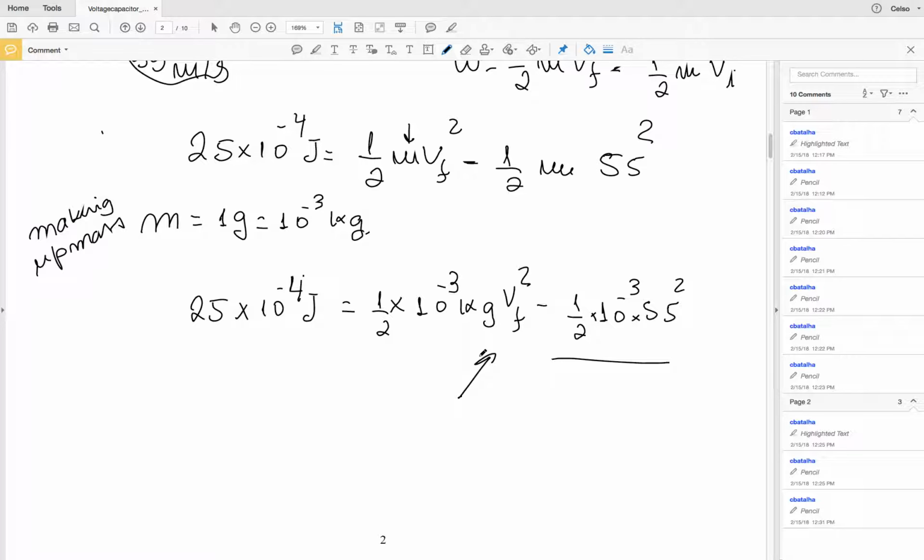So this is not for this problem. Only if I ask you, what is the final velocity once the particle has passed this 500 volts region? So imagine the particle is coming and then enters that region and is accelerated. So the speed is going to start growing all the way to the end of this 500 volts. And then I ask, what is the speed at that point?